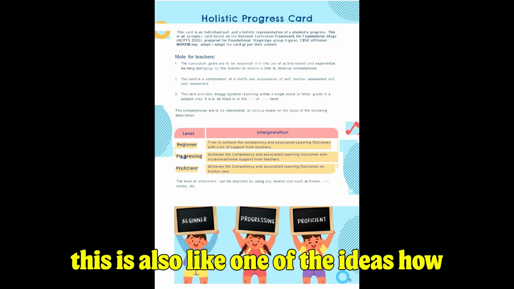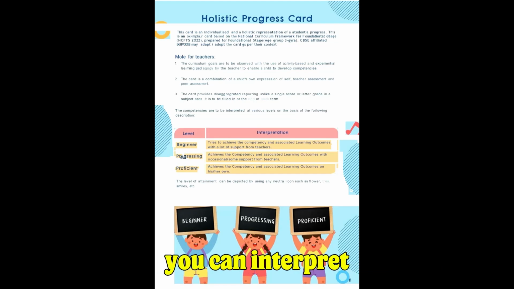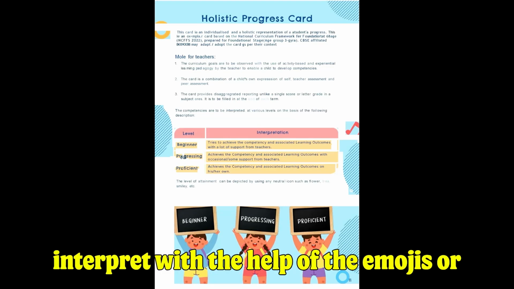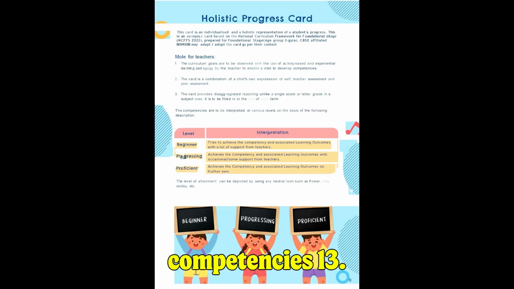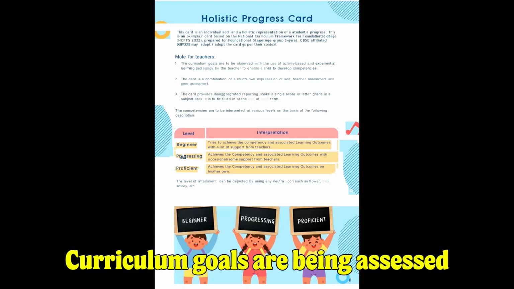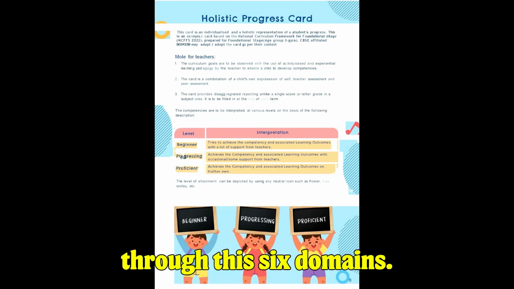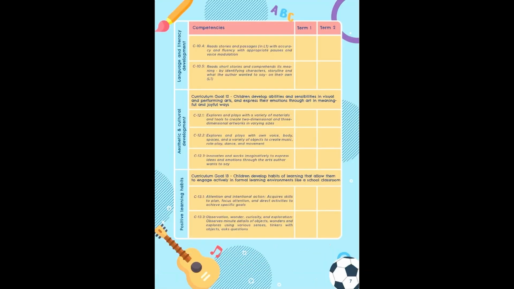This is one of the ideas for how you can interpret with the help of the parents, using emojis or icons. So this is all about the competencies. 13 curriculum goals are being assessed through these six domains.